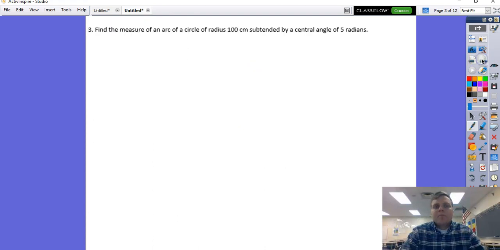Alright. Next problem. Find the measure of an arc of a circle of radius 100 centimeters subtended by a central angle of 5 radians. There are actually 2 different formulas we could use for this problem, depending on whether they gave us the angle in radians or degrees. They gave us the angle in radians, so S is equal to theta r, where S is the measure of an arc, theta is the angle, and r is the radius.